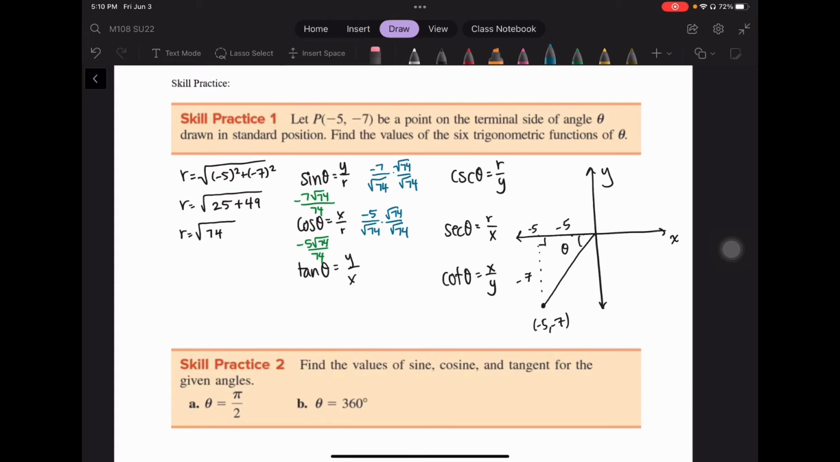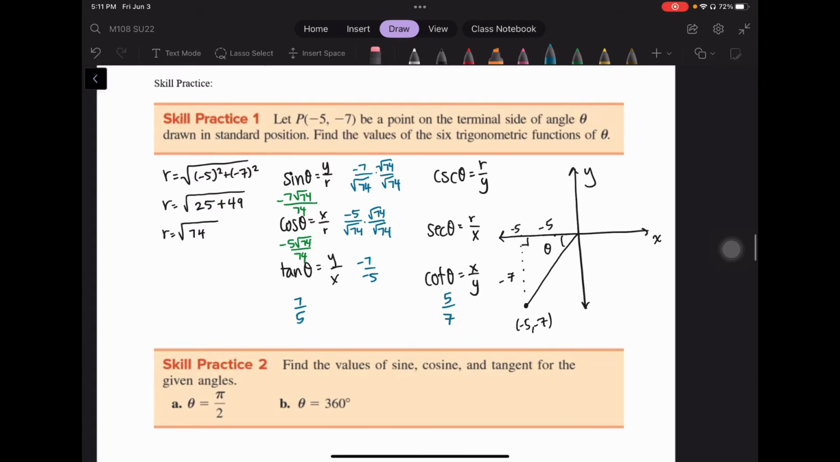And then tangent is a little bit more friendly. It's y over x, or -7 over -5, which simplifies to 7/5. And I'm going to go ahead and do cotangent, which is the reciprocal of that, which is 5/7. We don't need to rationalize the denominator for cosecant and secant because we are putting that square root of 74 in the numerator. The cosecant of theta is going to be root 74 over the y value of -7. You can put the negative out front and call that negative root 74 over 7. Secant is going to be the square root of 74 over -5, which is negative square root 74 over 5.